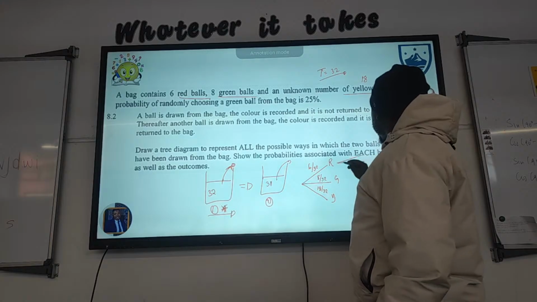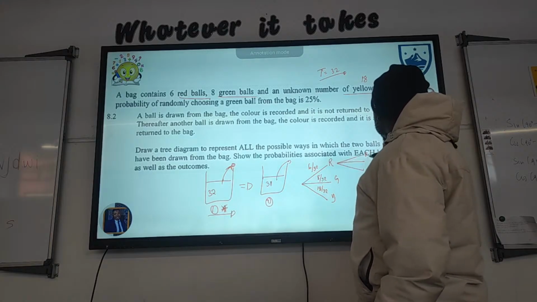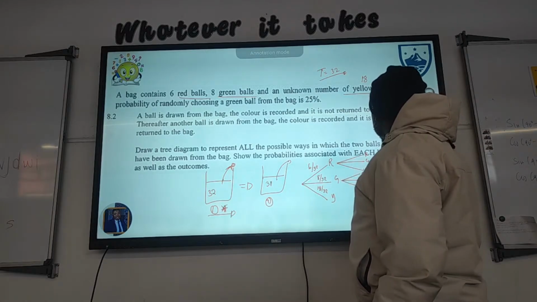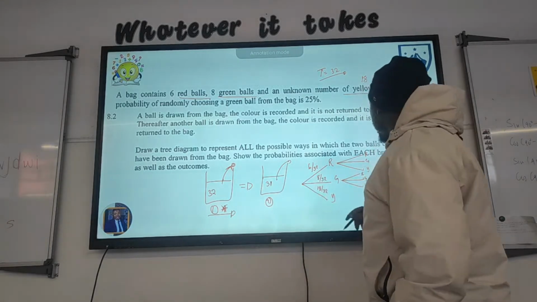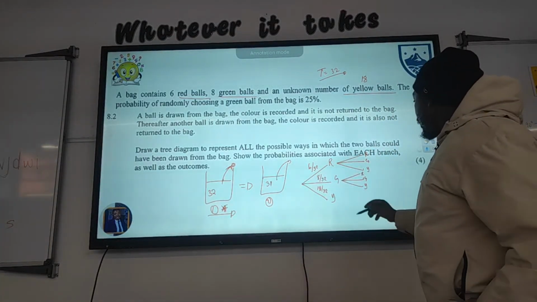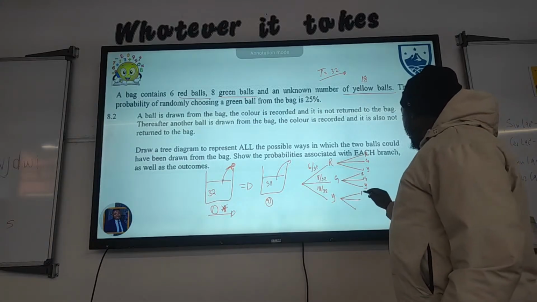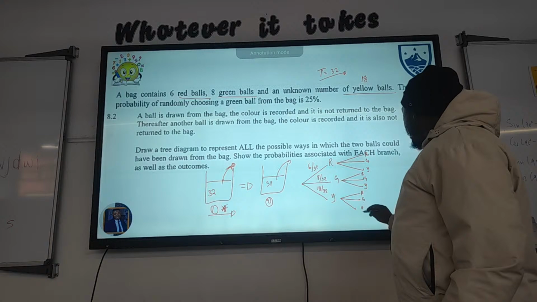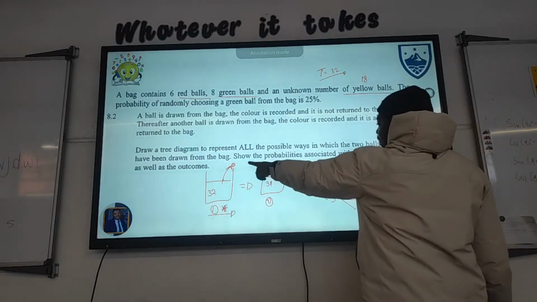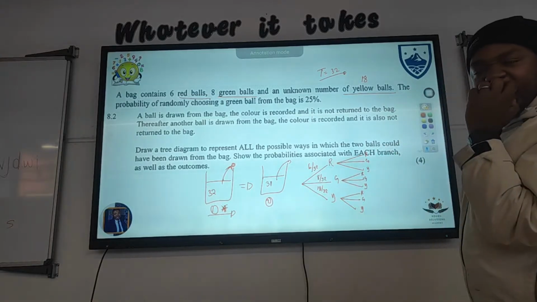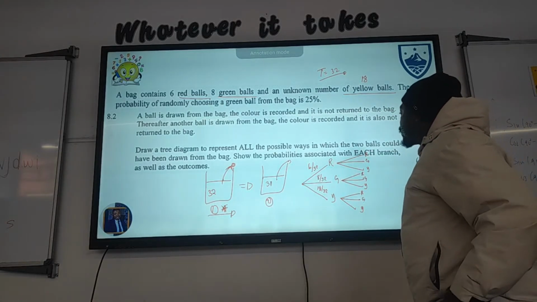And then we have red, green, yellow again, red, green, yellow. Now we are here because we have pulled out one ball. One ball is gone and it does not return. If this ball was returned, these probabilities would follow everywhere because the ball is still there. But because it has been pulled, the probability will change.